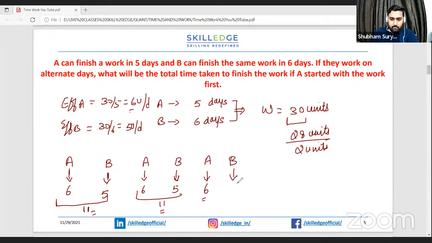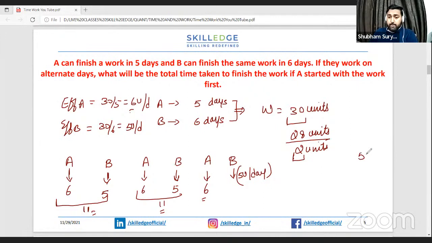Now, will B be doing the whole 5 units of work? If B performs the whole 5 units of work, it will go beyond 30. So B is not going to perform for the whole day, right? Now we know that the person B does exactly 5 units of work per day. Correct? Okay. Now the amount of work which is left is 2 units of work.